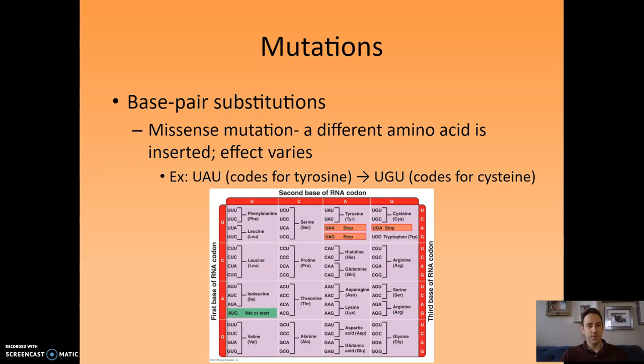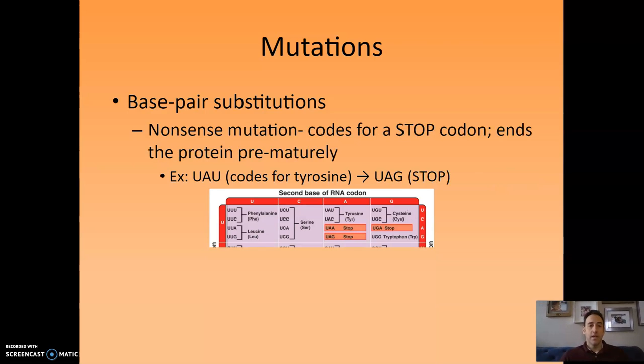A missense mutation is where a different amino acid is inserted. The effect varies. So for example, let's suppose you have UAU, once again, that codes for tyrosine, but now it becomes UGU. Well, UGU codes for cysteine. So now we have a different amino acid. Now the effect of this can vary quite dramatically.